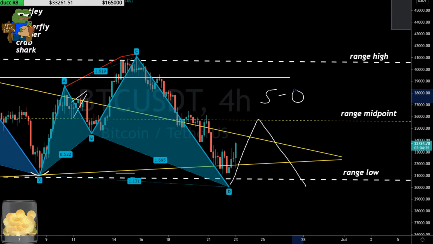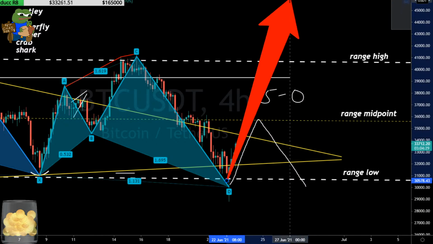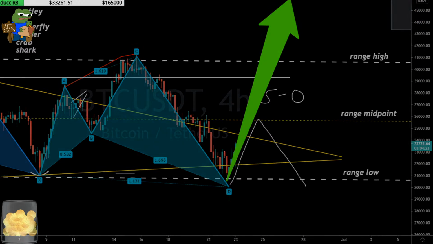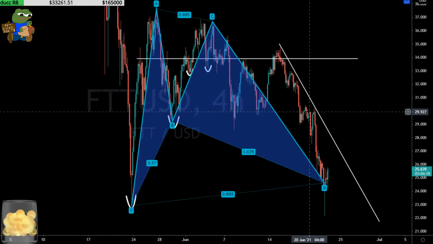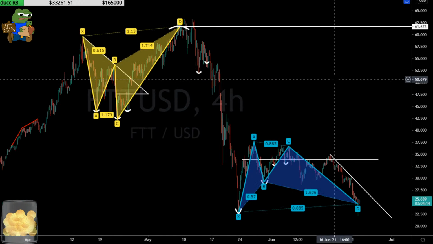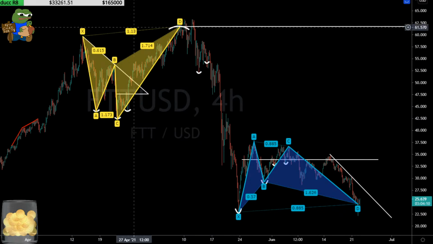Okay, not only can it do that, but the shark in itself can act as a harmonic reversal completely to the upside. All right, now what would that look like? Perfect example is on FTT. If we look at FTT, you can see this was a shark. Perfect shark.